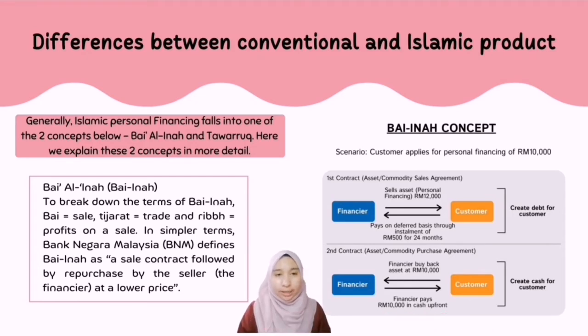A typical conventional bank earns money from interest by lending out money to customers. You will enter into a loan agreement and the agreement will state, amongst others, the amount you borrow, the interest rate, the installment amount and the loan tenure. But the concept does not apply to Islamic banks.